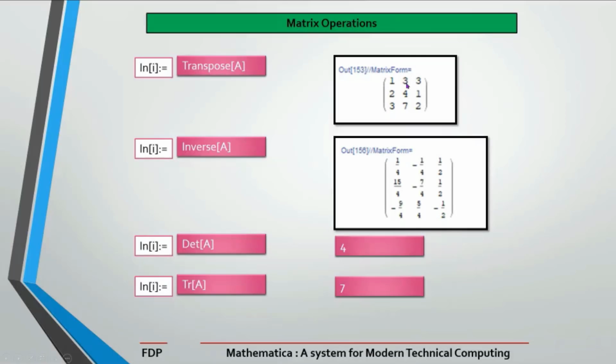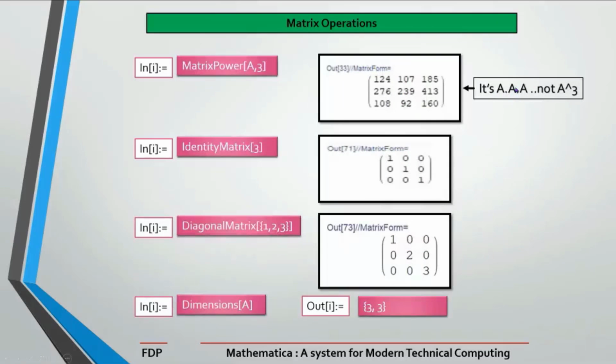So 1 3 to the power 3, that will be 27, like this, then 8, then 64, then 1. So this will be your answer for a to the power 3, right? Not a dot a dot a.